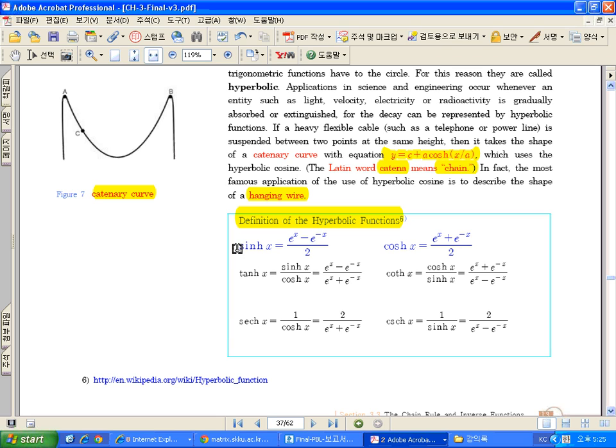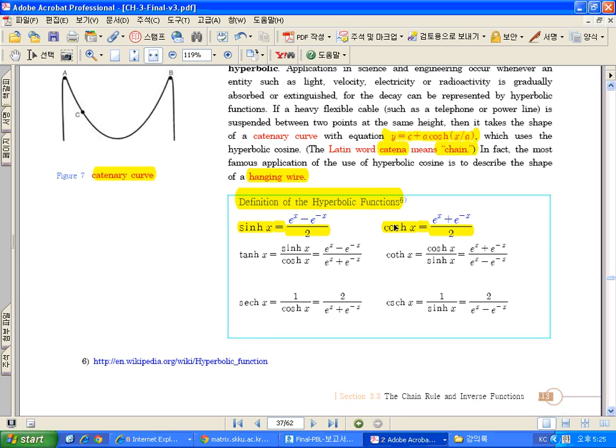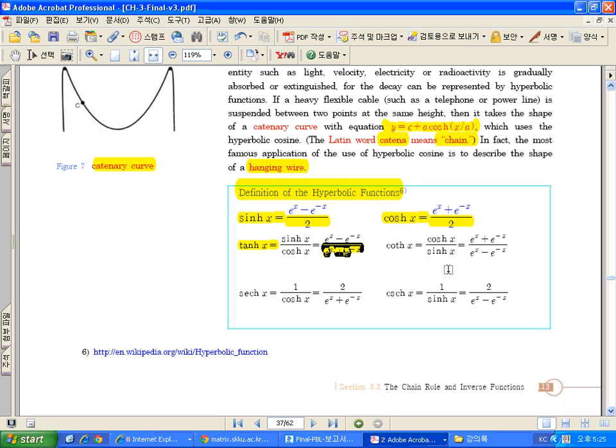First, hyperbolic sine is defined from e to the x. Hyperbolic cosine is also defined with the exponential function like this. From these, the combination of those two functions gives us the hyperbolic tangent. Hyperbolic cotangent is the reciprocal of it, and then hyperbolic secant and hyperbolic cosecant. So if you know these two, then all the others will follow.